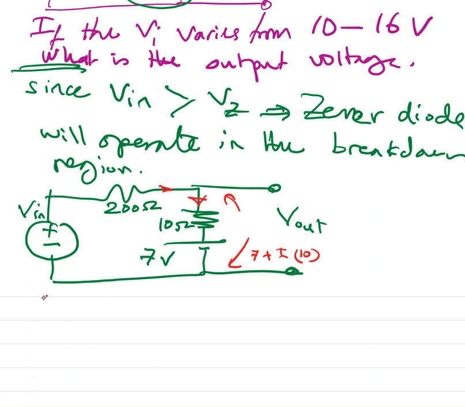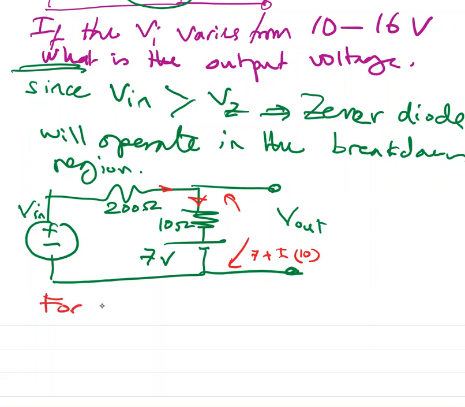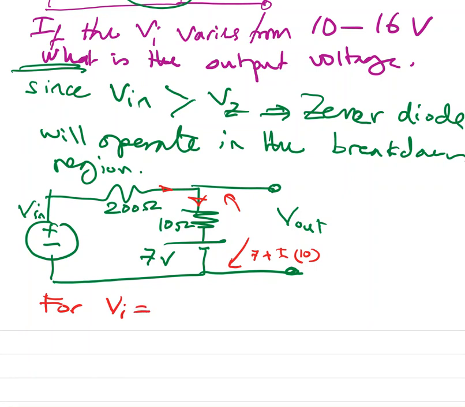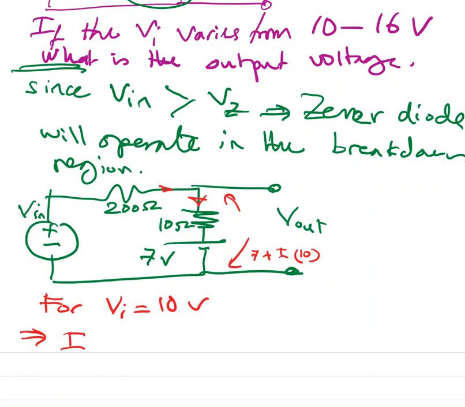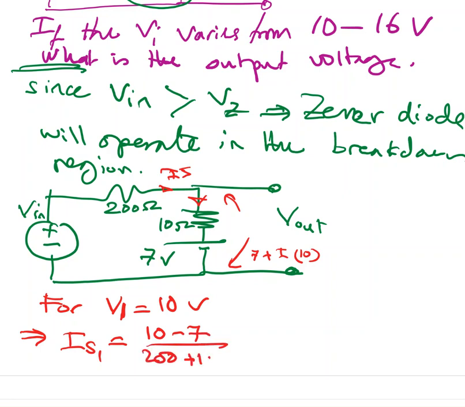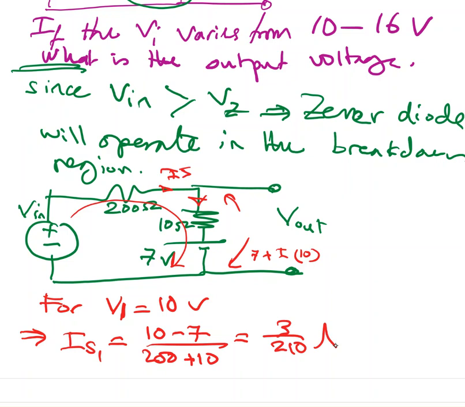Now how to calculate the current I? We will say, okay, for V input equals 10 volts, I call the current IS1, so V1 equals 10, then IS1 is equal to 10 minus 7 divided by 200 plus 10. This is from Kirchhoff's voltage law, and this is the loop. And therefore, if you calculate this number, that will be 3 over 210. I will keep it like this.